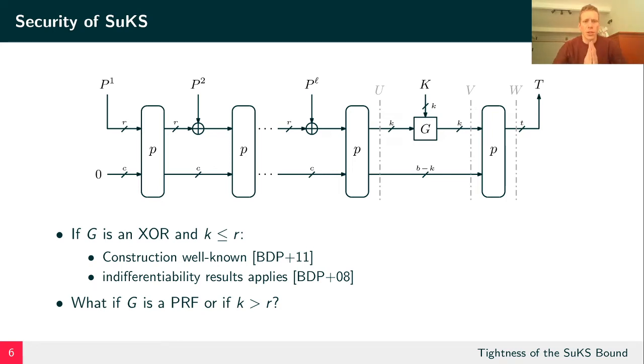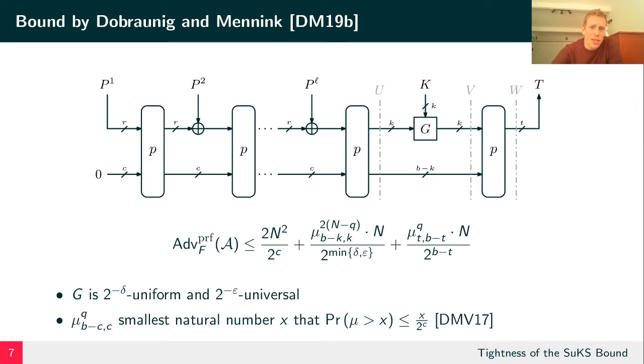However, this result does not work if G is a PRF itself, or if the key k is larger than r. And in this case, 3 years ago, we proved that SUX is a secure PRF. In detail, we proved the following bound. It will appear a couple of times later on in this presentation as well. It consists of three terms.